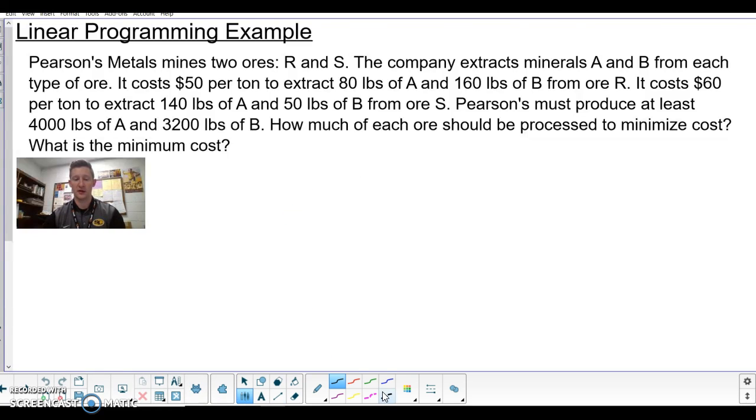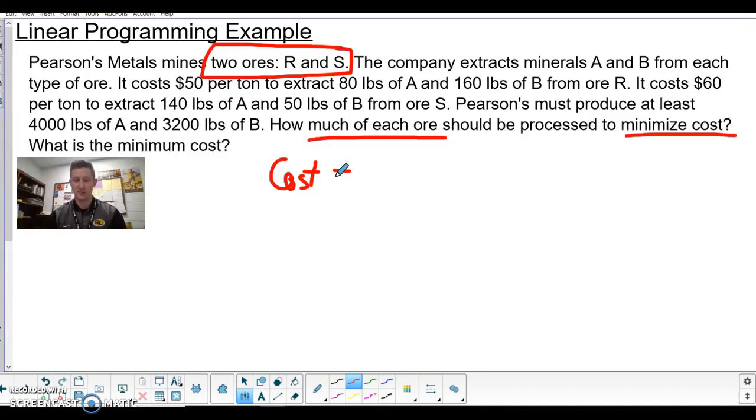The key thing in any kind of linear programming problem is to make sure you know what the variables are and how they match up. The biggest deal is with the objective function. Always start there. How much of each ore should be processed to minimize cost? So we're minimizing cost, and this is how much of each ore. We've got two ores, ore R and ore S, so R and S are going to be the variables within my objective function. I'm going to call it the cost function, and I'm trying to minimize the cost function.